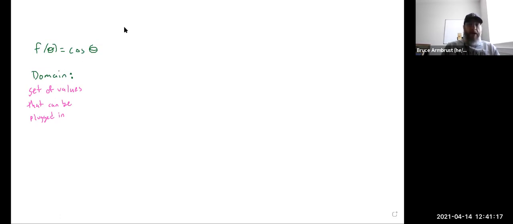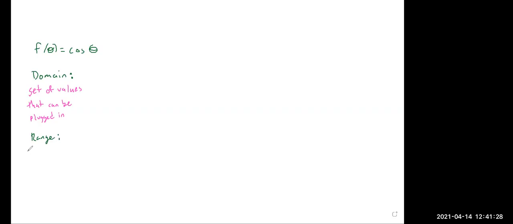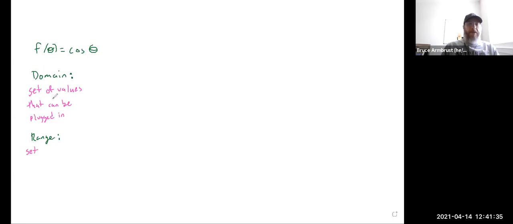Okay, so then what's the range? What does that mean in general? It's the output of the function. Good. Yeah, so if the domain is a set of values that can be plugged in, the range is the set of values that come out.